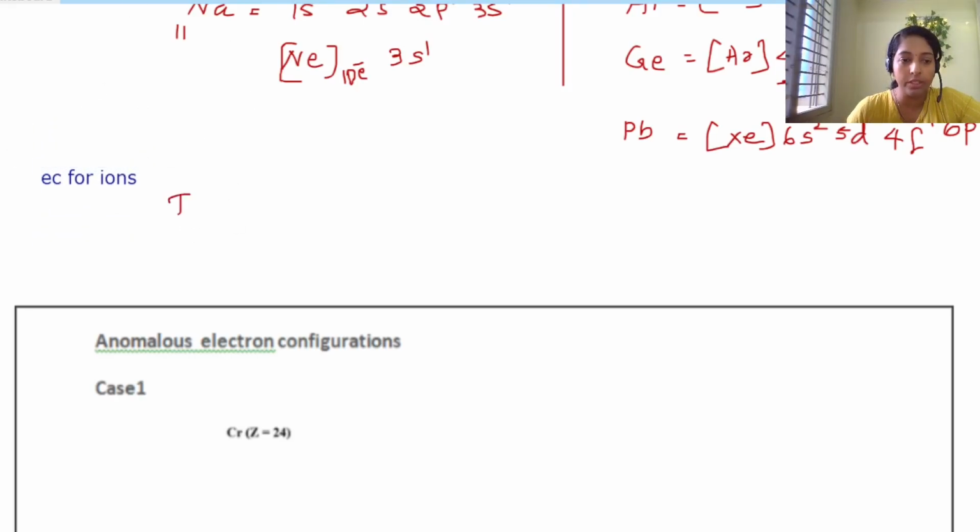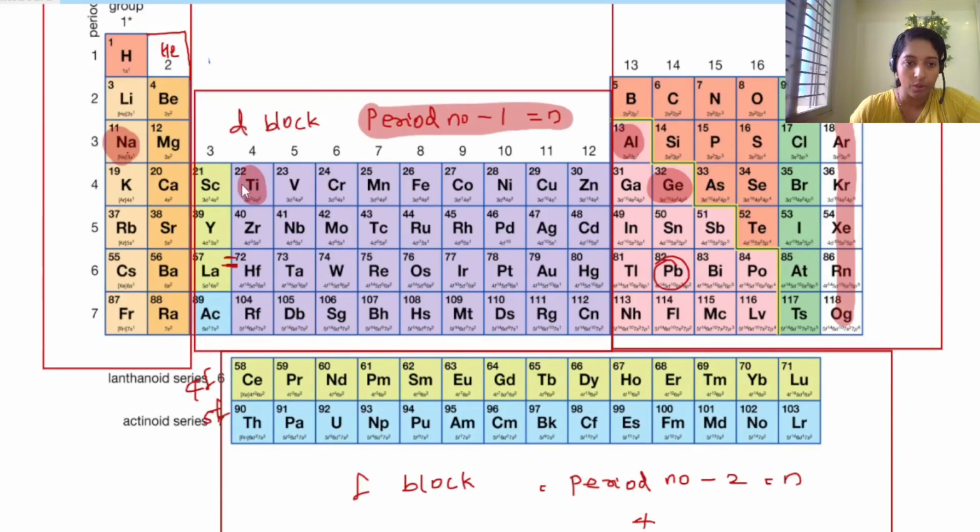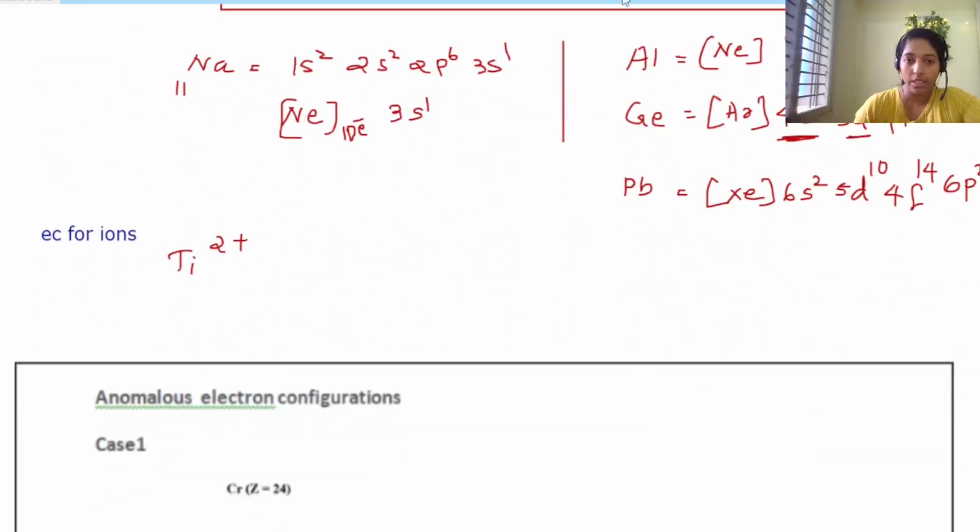For example, titanium 2 plus. So where is titanium? You can see this is our titanium. Again we write argon, because that's the previous noble gas, and then for titanium, 4s2 and then 3d2. So first I'm just writing titanium: argon, and then 4s2 and 3d2.